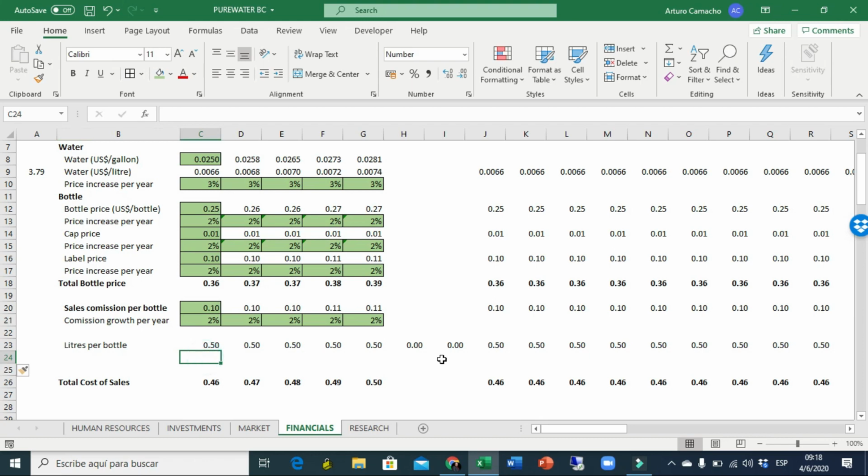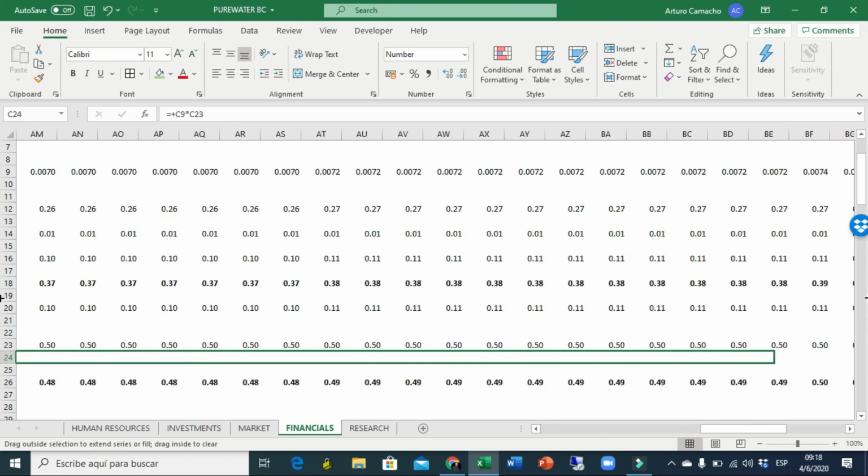And now, if this is the price of a liter, the amount of liters in a bottle is half of it, so we need to multiply that by the liters per bottle. As I get more decimals, I'm going to copy all that to here.